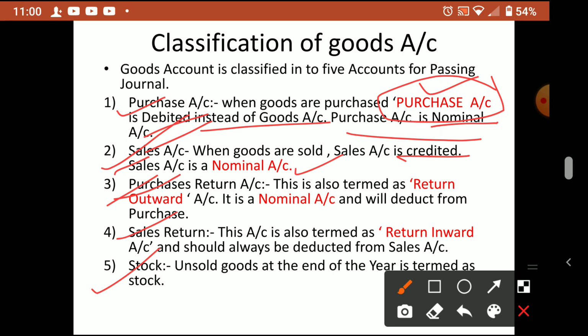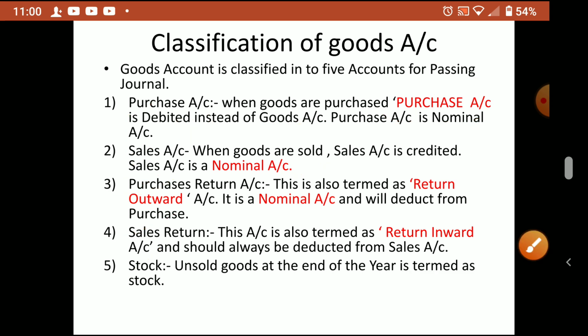Okay, now another thing related to goods is stock. The unsold goods at the end of the year. That means 31st March is the end period. That time, how much goods are unsold or lying unsold, that is known as what? Stock. That we call as closing stock. On 31st March, we call it closing stock, and on the next day, it becomes opening stock. So these are the things associated with the goods. So you have to remember this.